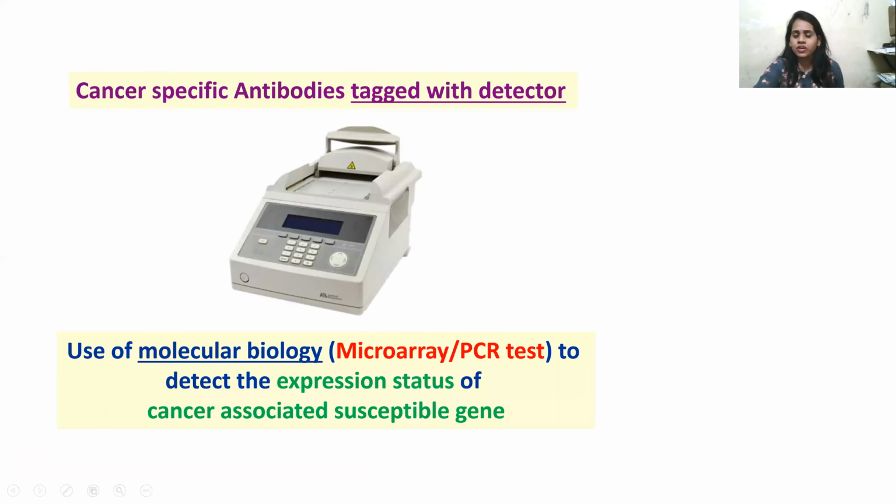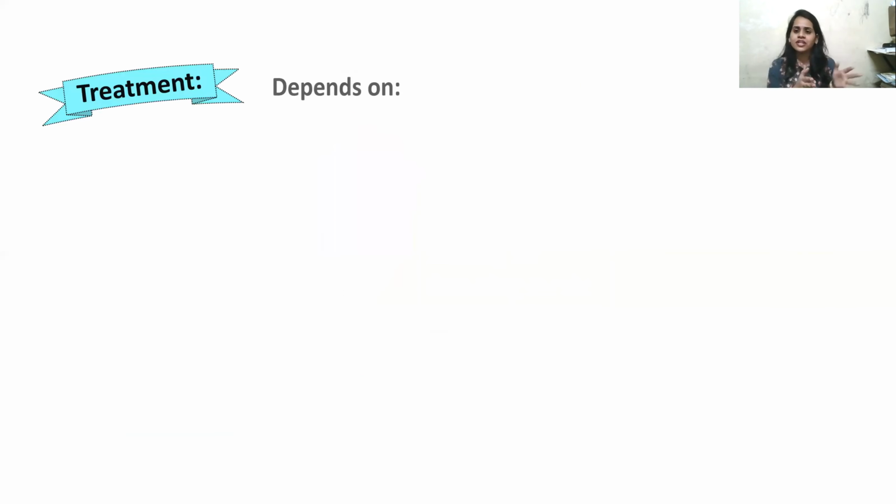So now what happens when you go for a test like PCR or microarray? Use of molecular biology techniques like the PCR test we have already discussed in biotechnology. They can also be used to detect cancer, because from that you can diagnose the antibodies which our body develops because of the cancer. So it detects those antibodies. So these are a certain set of tests which you can do to diagnose cancer.